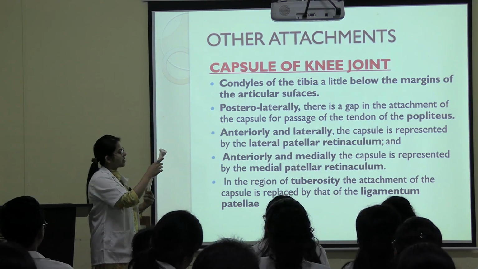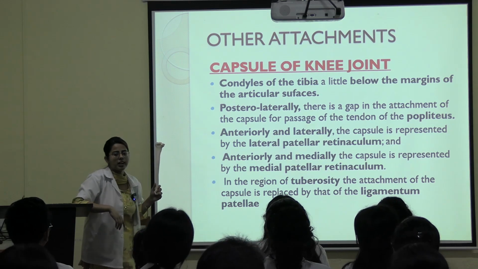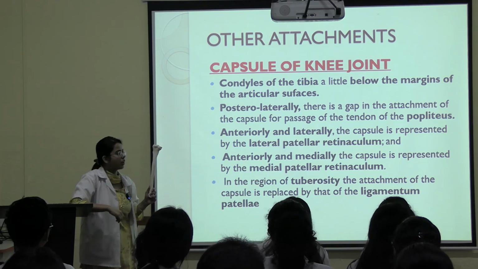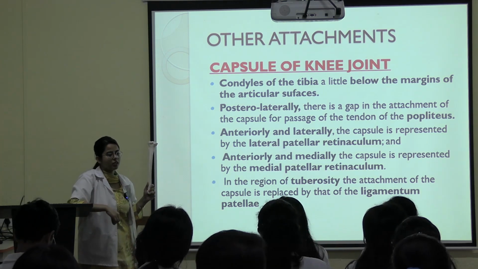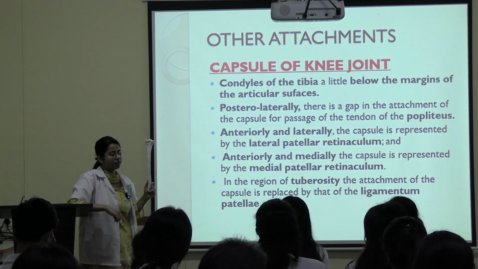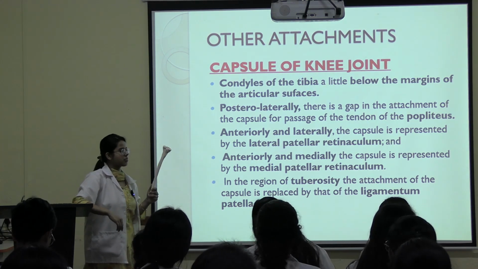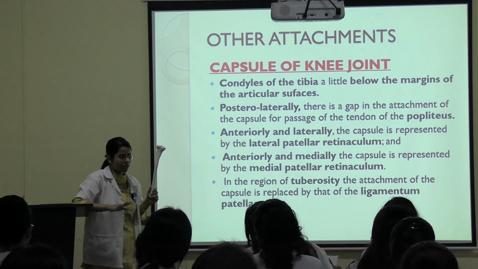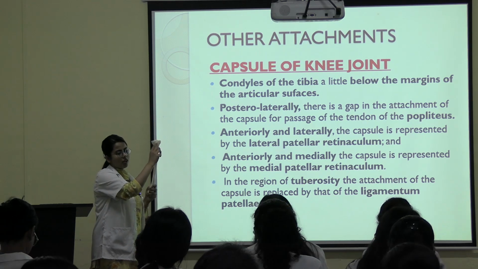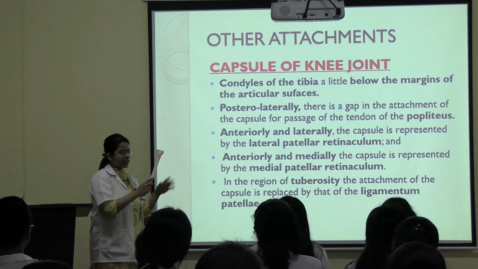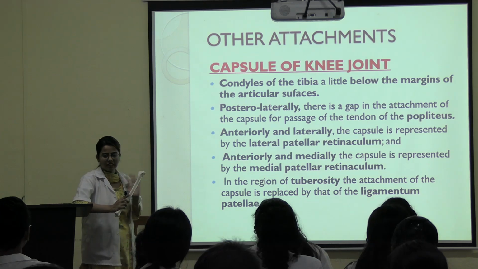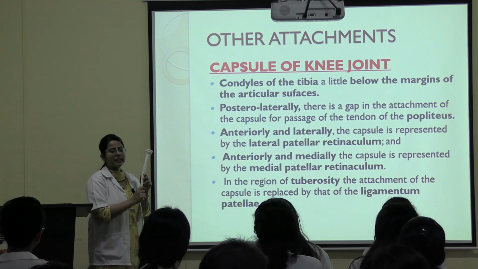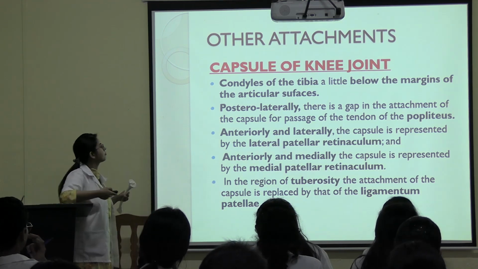Behind, above the fibular facet, which tendon passes? Tibialis posterior tendon? No, popliteus. So it will be deficient in this part also for the passage of popliteus tendon. So anteriorly it will be deficient for ligamentum patellae. It will connect tibia and patella. Clear? And behind it will be deficient here for the passage of popliteus tendon. Okay.